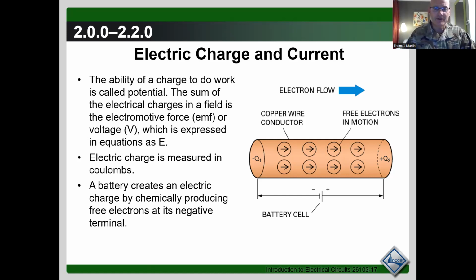Electric charge is measured in coulombs. All right. So the actual charge itself, this is how we measure it. We have a substance, we have to measure its quantity, and in this case, the electrical charge itself is measured in coulombs. Now, a battery creates an electric charge by chemically producing free electrons at its negative terminal. And as it's introduced to a load, something that needs power, the electrons start flowing from negative to positive.